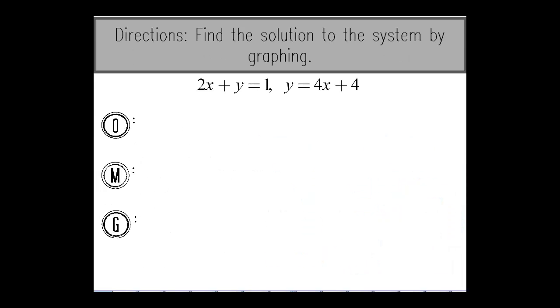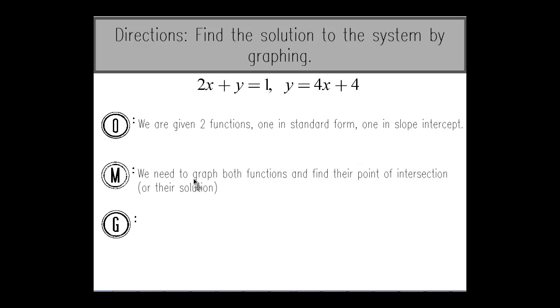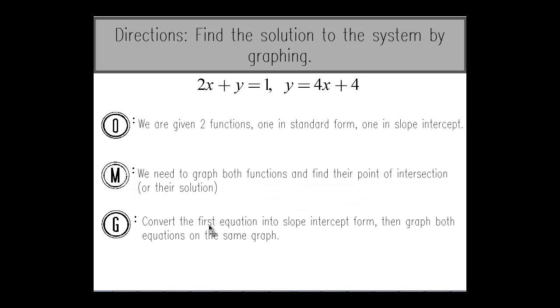The problem we're given first is to find the solution of the two linear equations by graphing. The first thing we observe is that we're given two linear functions. One is in standard form and the other one is in slope-intercept form. Our mission is to graph both of these functions and to find where they intersect. Our game plan is to convert the first equation into slope-intercept form, then graph both equations on the same graph.